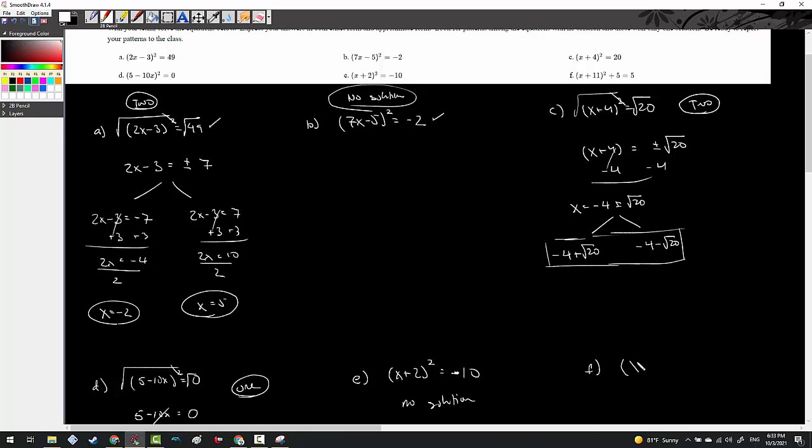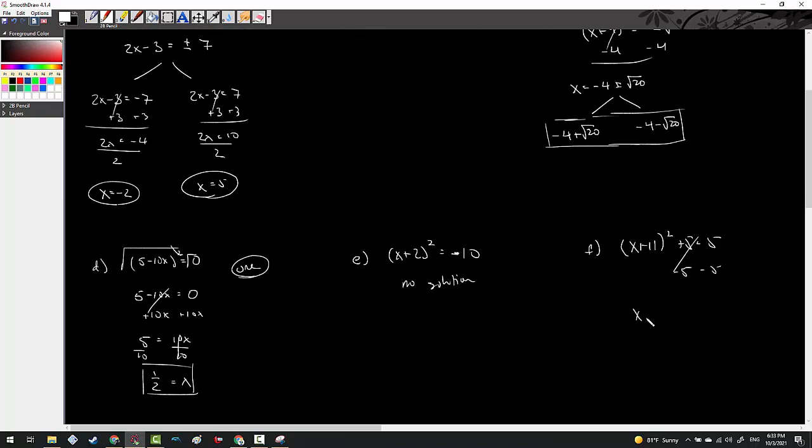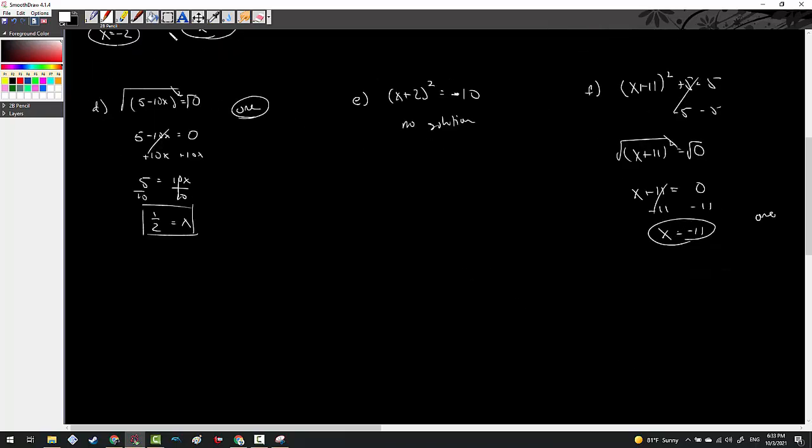F is going to be x plus 11 squared plus 5 equals 5. Let's go and get the perfect square equation by itself. So I'll go and subtract 5 from either side. And I get x plus 11 squared equaling 0. Square rooting either side, I get x plus 11 equals 0. Again, 0 is neither positive or negative, so I don't think I need to include that plus or minus. After subtracting 11, I get x equals negative 11. Only one solution here. So at this point, let's try and make a generalization.